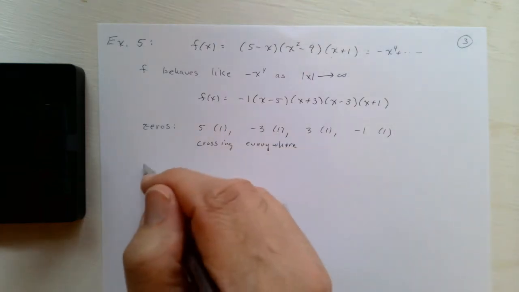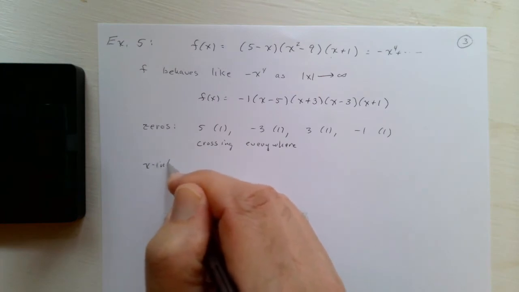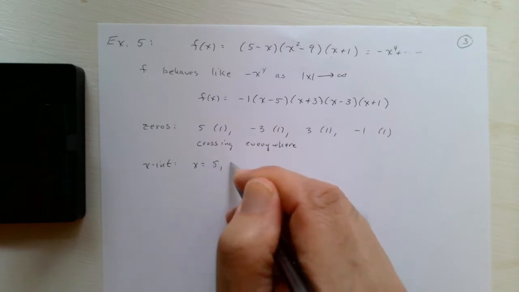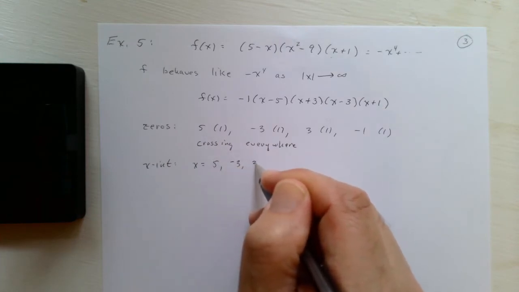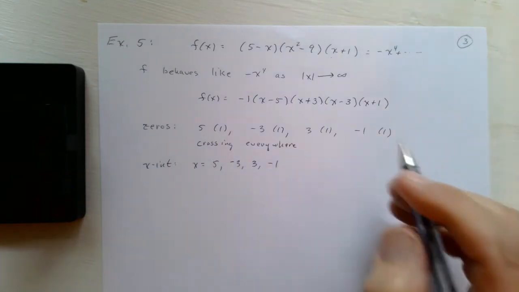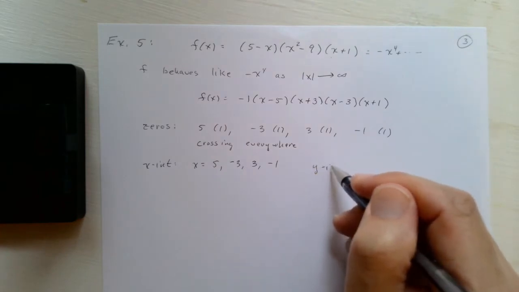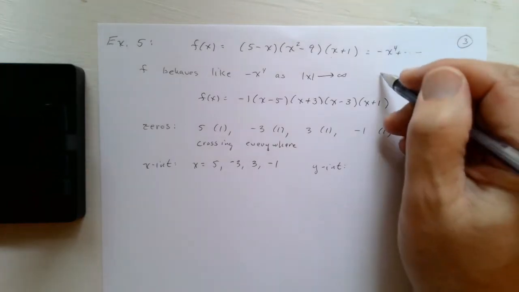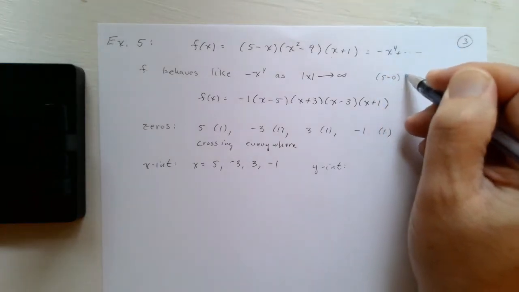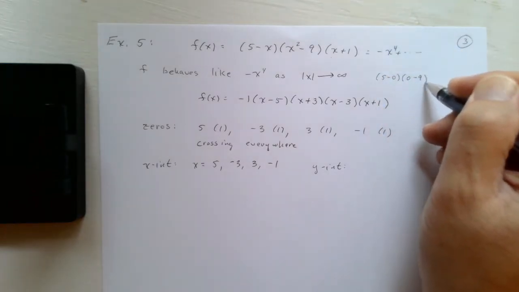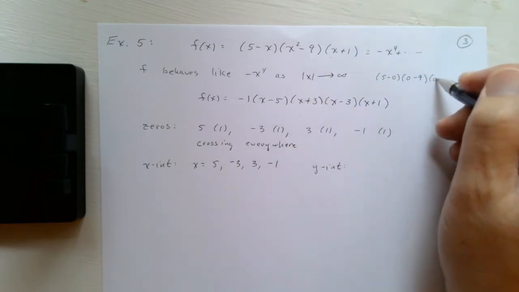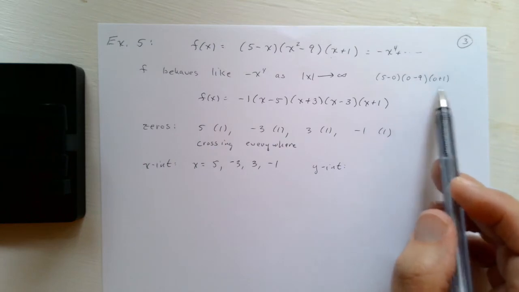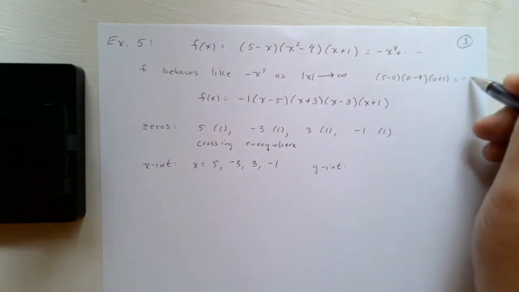And the x-intercepts, we can see that we'll have 4 of them, right? x equals 5, negative 3, 3, and negative 1. What will be the y-intercept? Well, plug in x equals 0, and we get 5 minus 0 times 0 minus 9 times 0 plus 1. This is 5 times negative 9 times 1. That's negative 45.